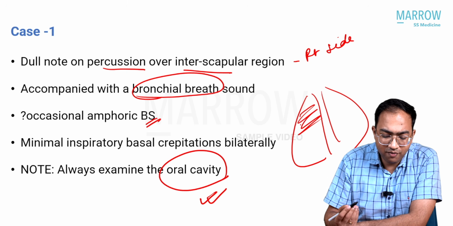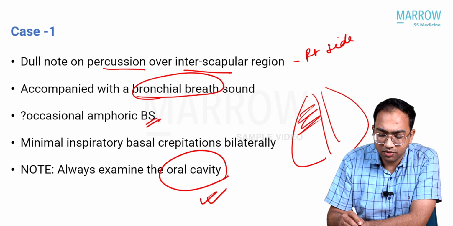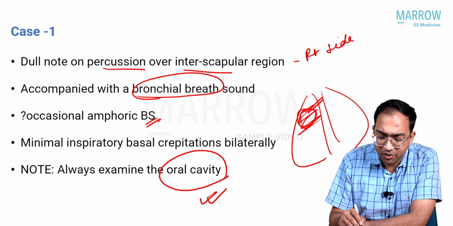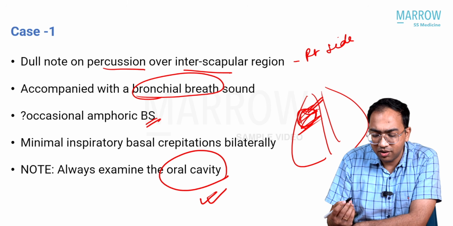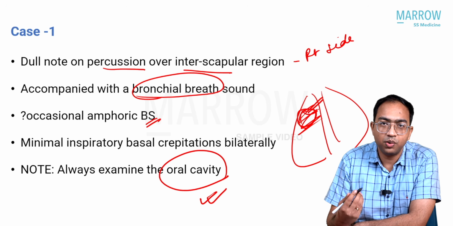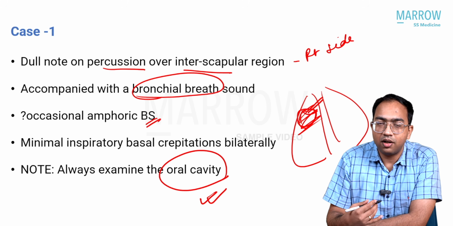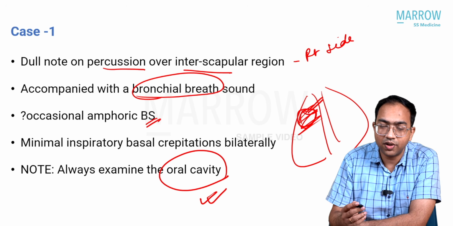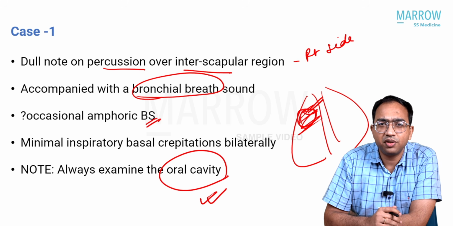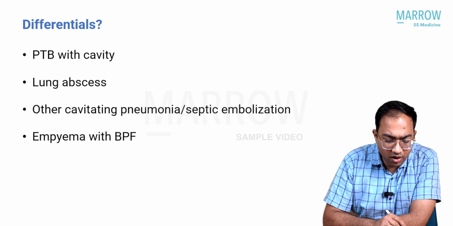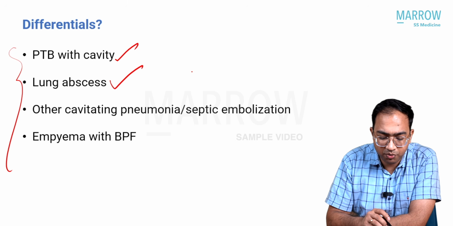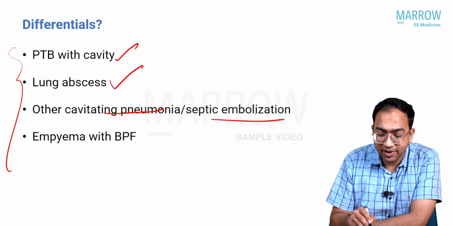Now, since there is an amphoric breath sound, sometimes it is associated with some cavity formations that may be connected to the airway. So generally, in this kind of a situation, maybe you can think of a cavity with consolidation. It could be necrotizing pneumonia, it could be lung abscess, it could be tubercular cavity. So all those differentials you can keep in mind. So, like I said, PTB with cavity, lung abscess, necrotizing pneumonia, cavitating pneumonia, septic embolization.